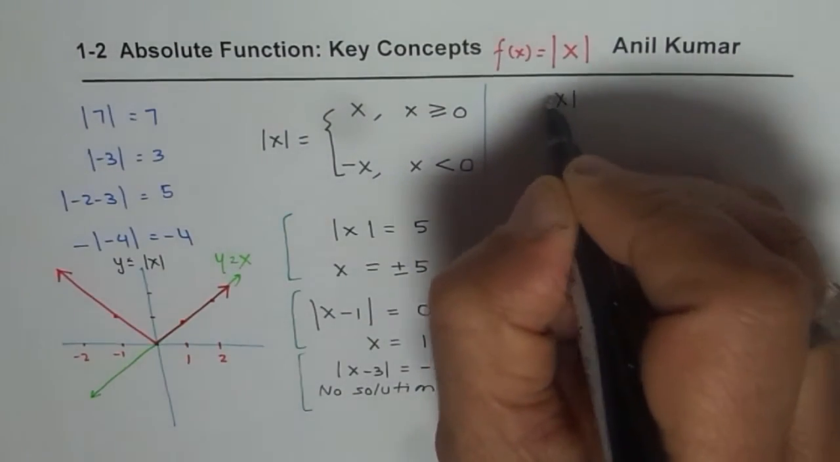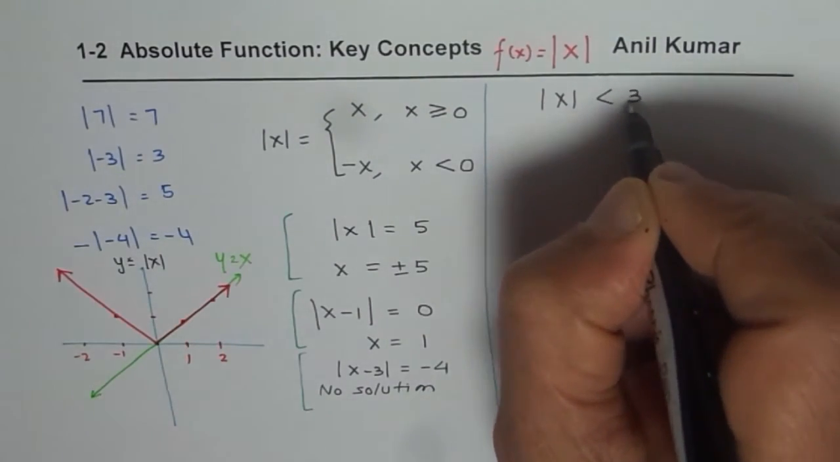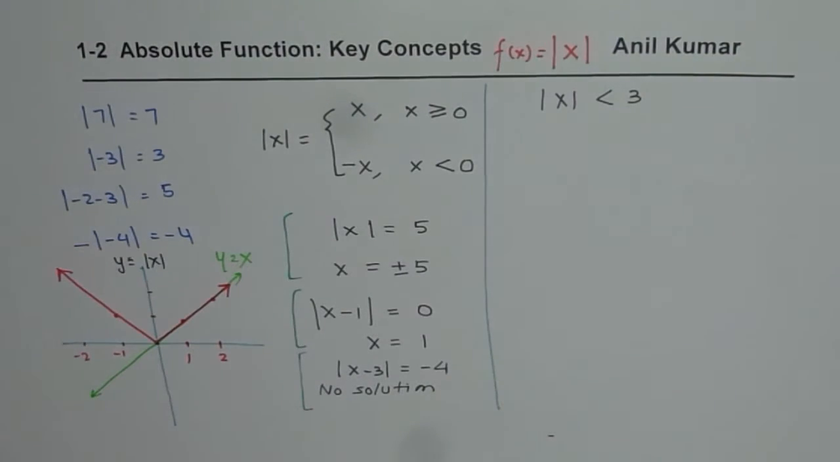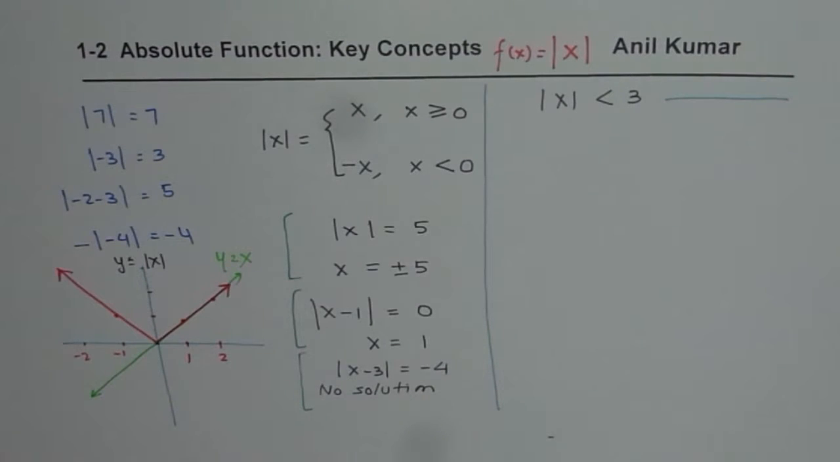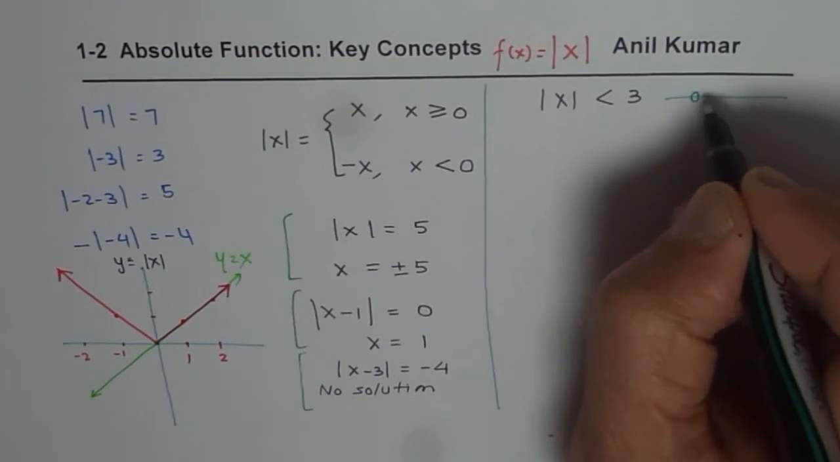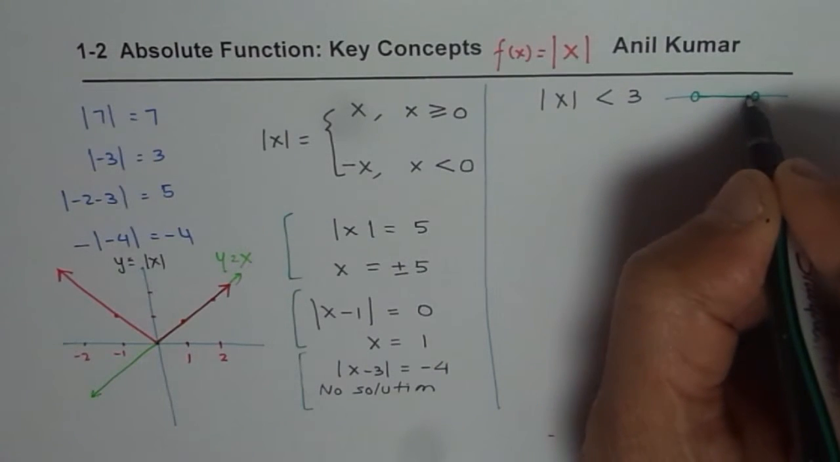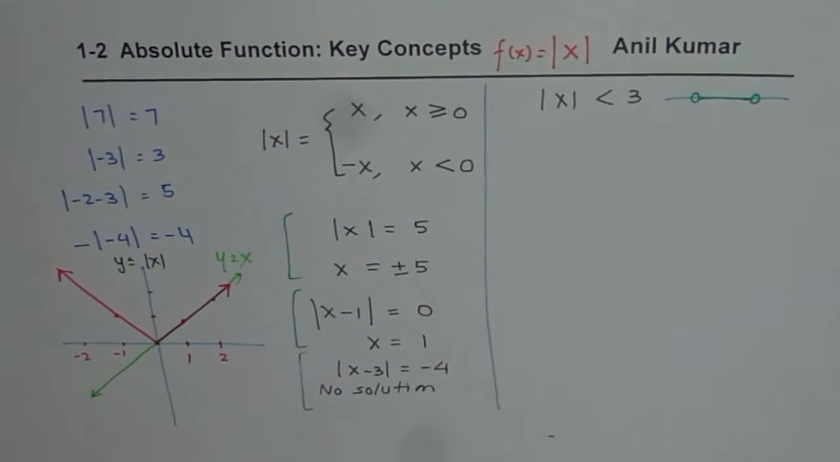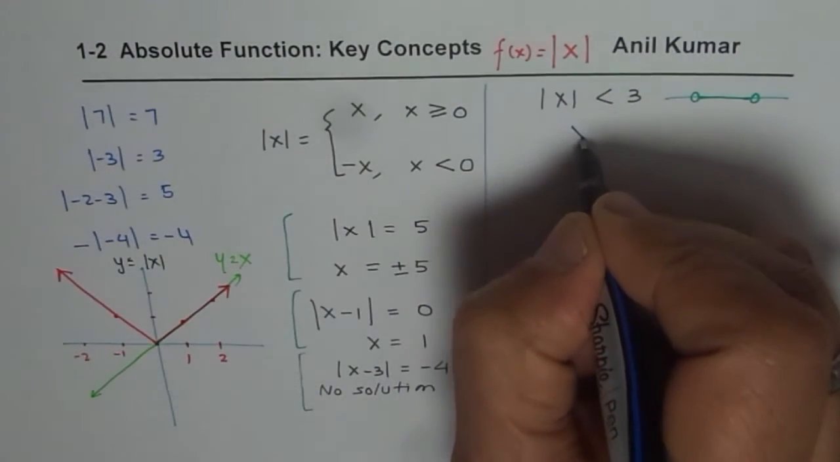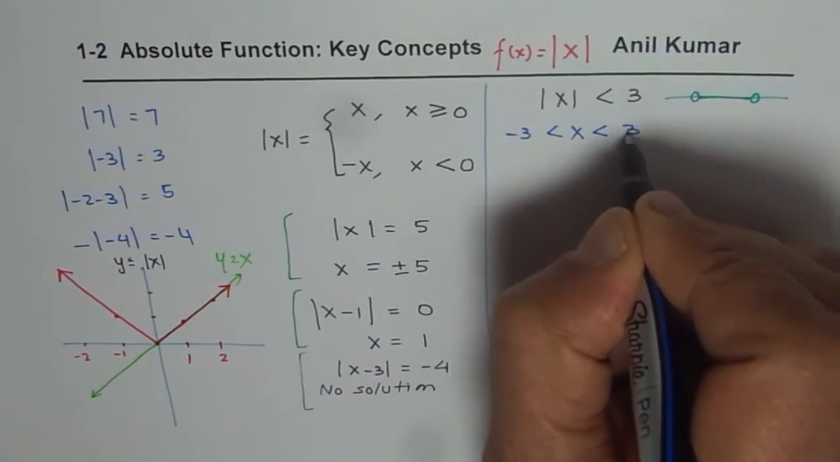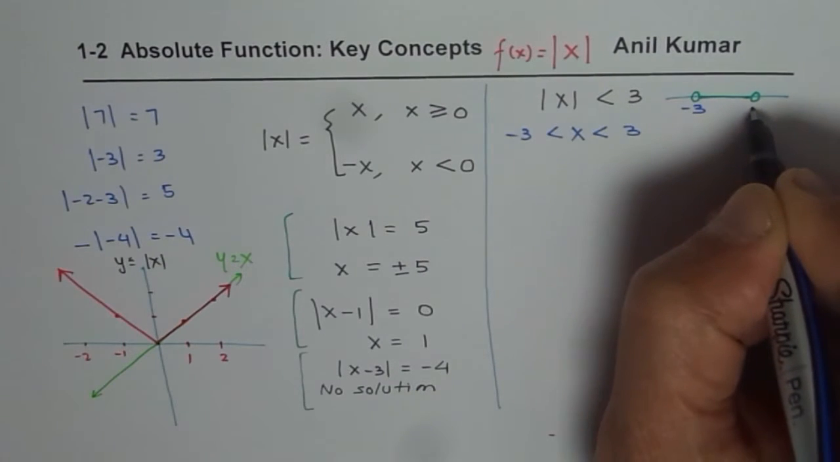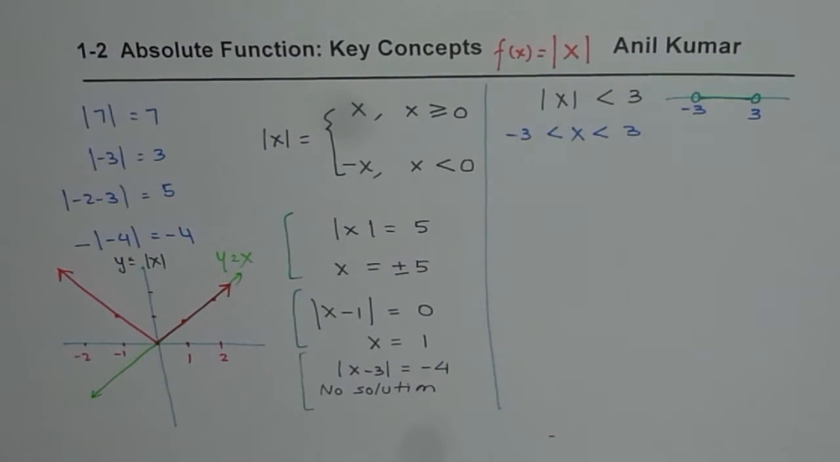So if I have absolute value of x is less than 3, it means what? It really means that we're talking about on a number line something which is in between 3, right? Plus and minus 3, right? So that is what we're talking about on a number line, right? So we say, well, the solution is that x is greater than minus 3 and x is less than plus 3, right? So these two values are minus 3 and plus 3. So that is how you can solve inequality. You get the idea, right?